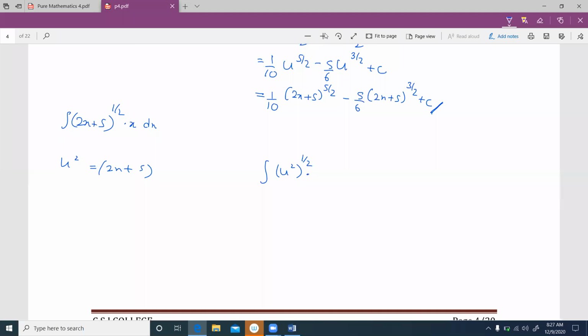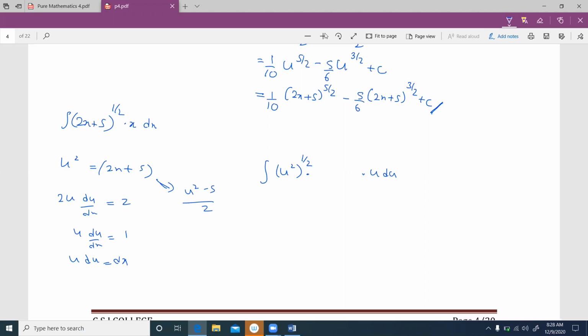Now you have to fill up these two parts. If you differentiate u squared, you get 2u du by dx is equal to 2. So you can cancel and write u du by dx is equal to 1. That means dx is equal to u du. So dx is replaced by u du. Then we need to fill up the x. From here, x is u squared minus 5 divided by 2.